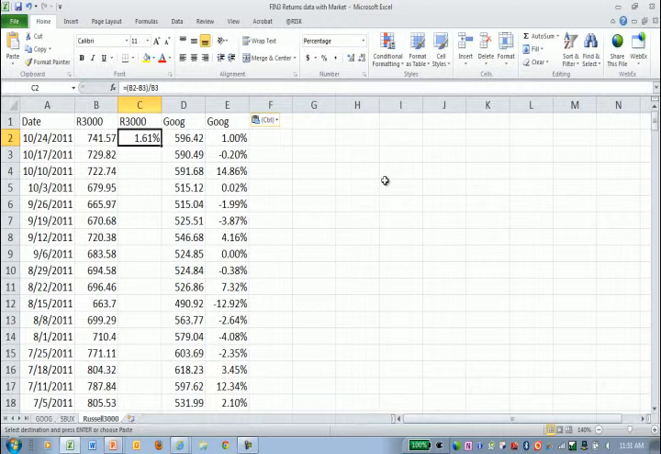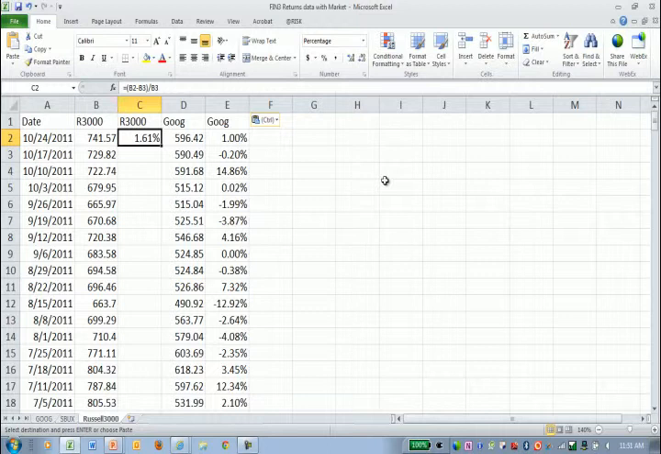It's the way that I presented the information. When the market's up 1.6, Google's up 1. So Google is less than the market, so its beta is less than 1. It'd be like 0.7 or something like that. But again, that's only one data point.